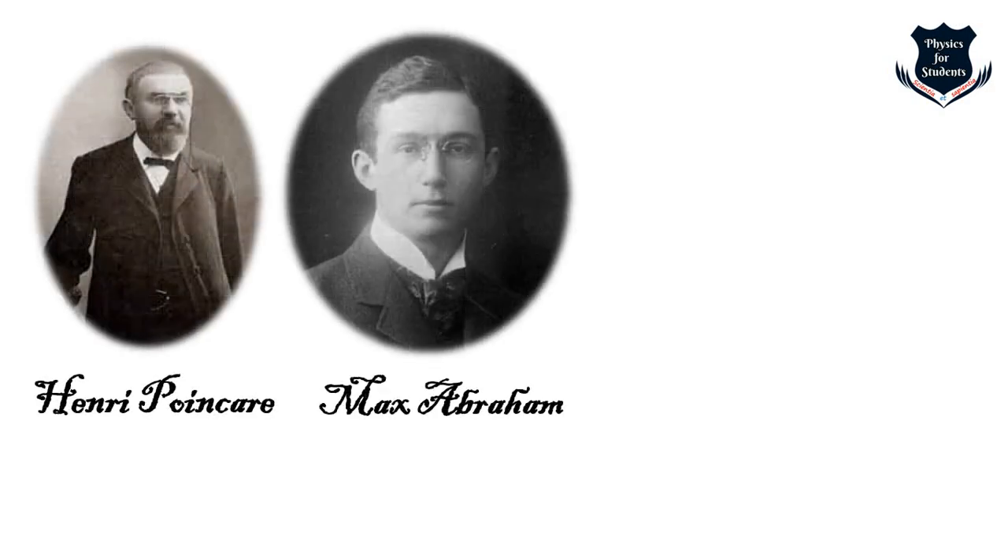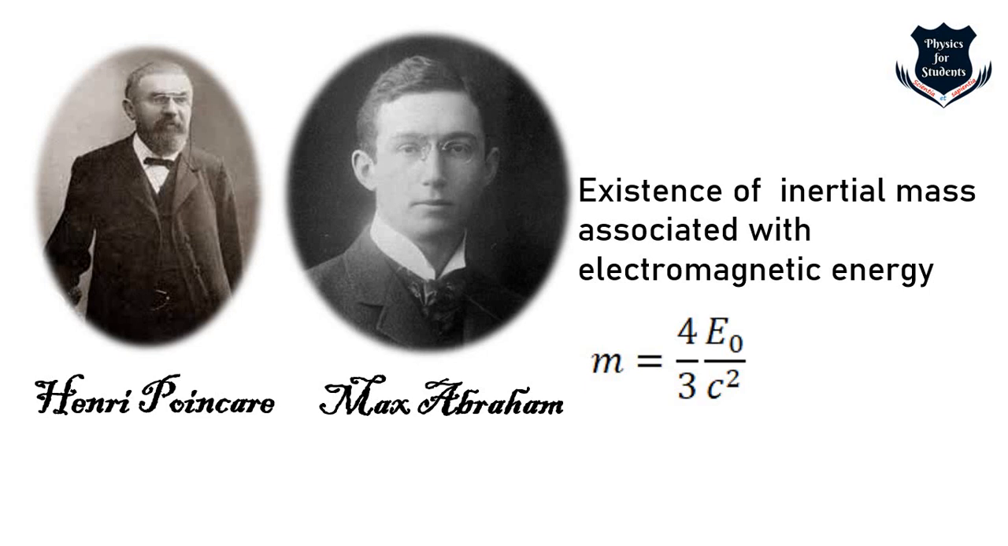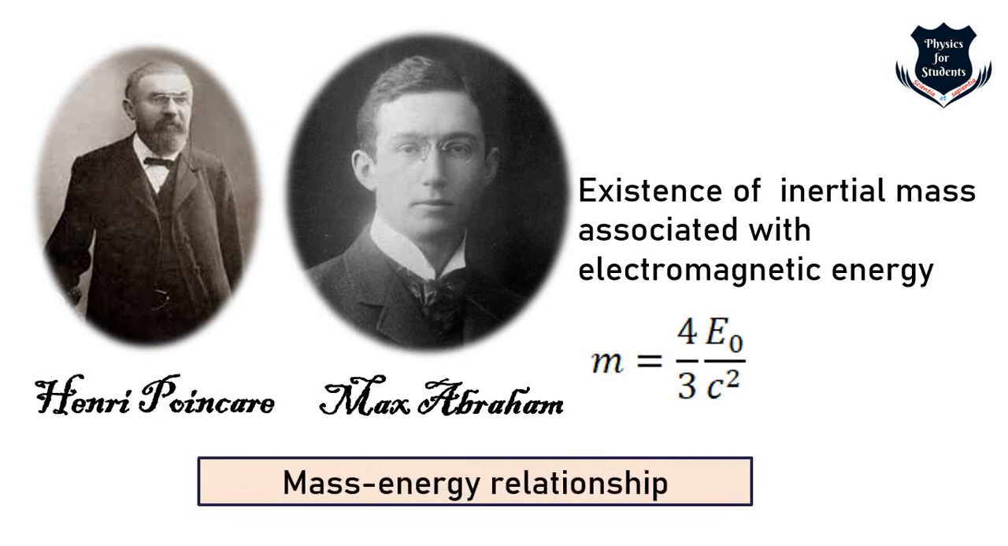Coming to the point of mass and energy, ever since James Clerk Maxwell framed his theory, and then J.J. Thomson and other physicists dealt with what is called this. Poincaré and then Max Abraham agreed that an electron in motion will actually have a mass which is this. So the existence of inertial mass associated with electromagnetic energy was dealt with previously by many. However, Poincaré and Abraham pointed to the motion of the electron, which will have a mass like this. These were the results of what we call today the mass-energy relationship.